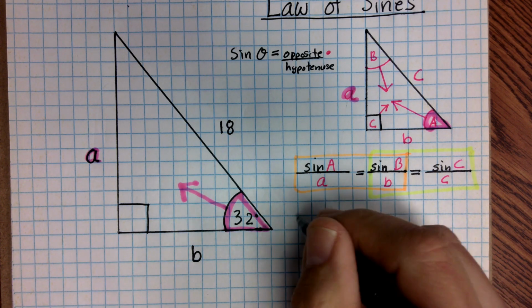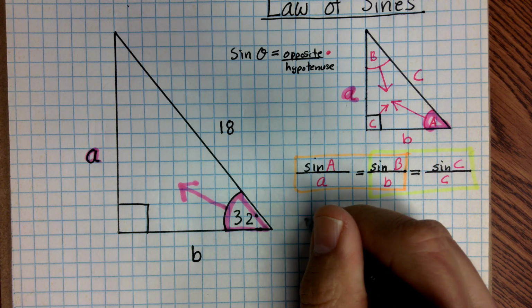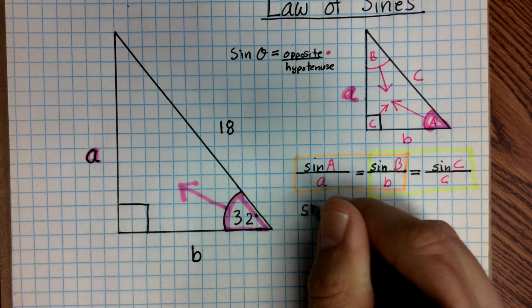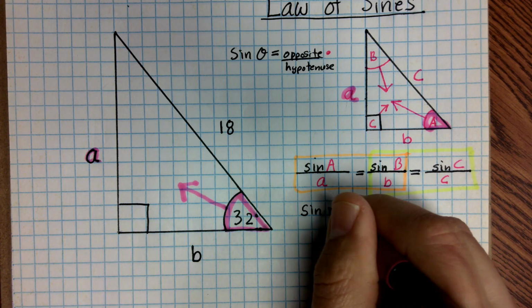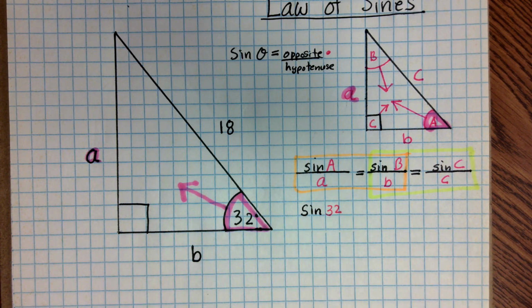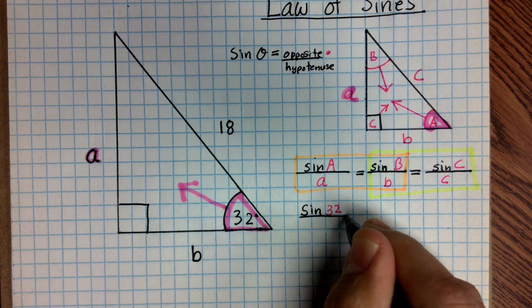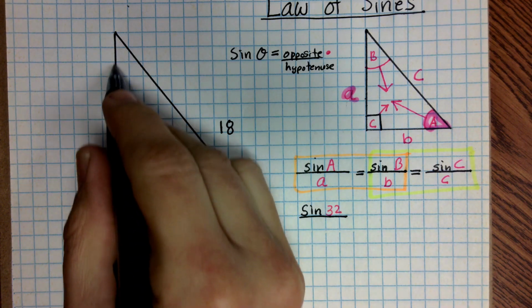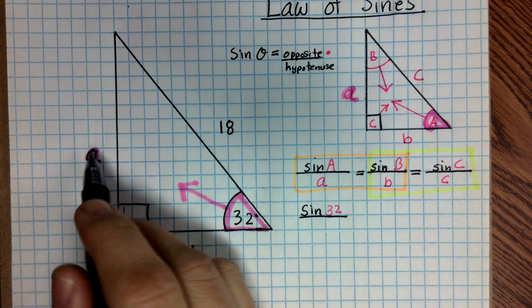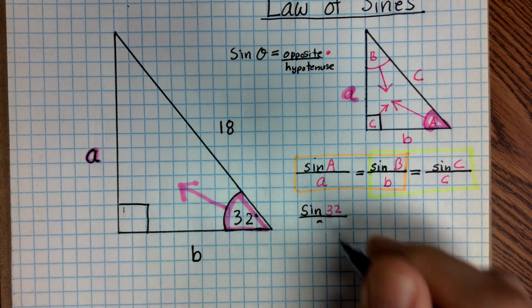So I'm going to go ahead and make my first problem. So I'm going to write sine A. But instead of an A, I'm going to replace it with a value of 32, because that's my angle, over side A. Now here they didn't give me a value for the side, right? It's unknown. We're trying to find it. So I'm just going to write the variable A underneath it.